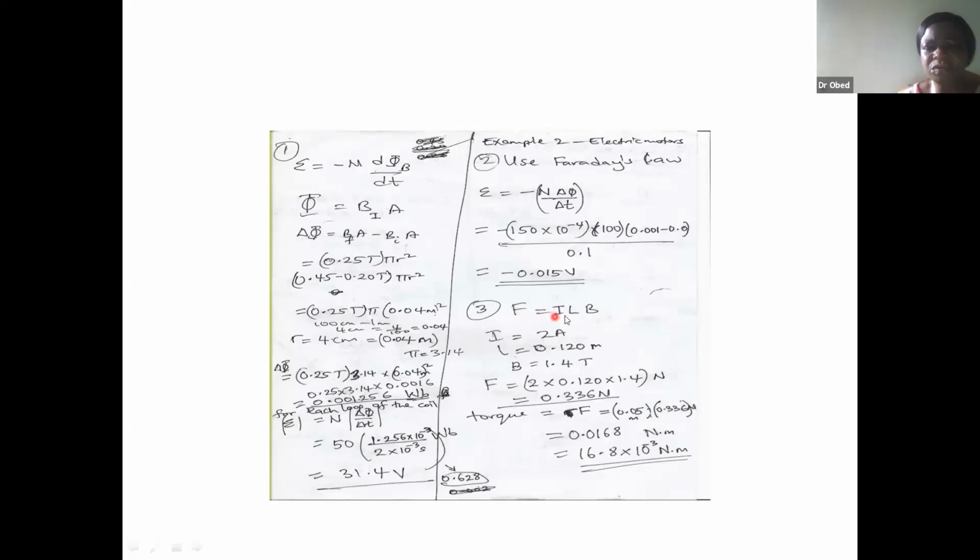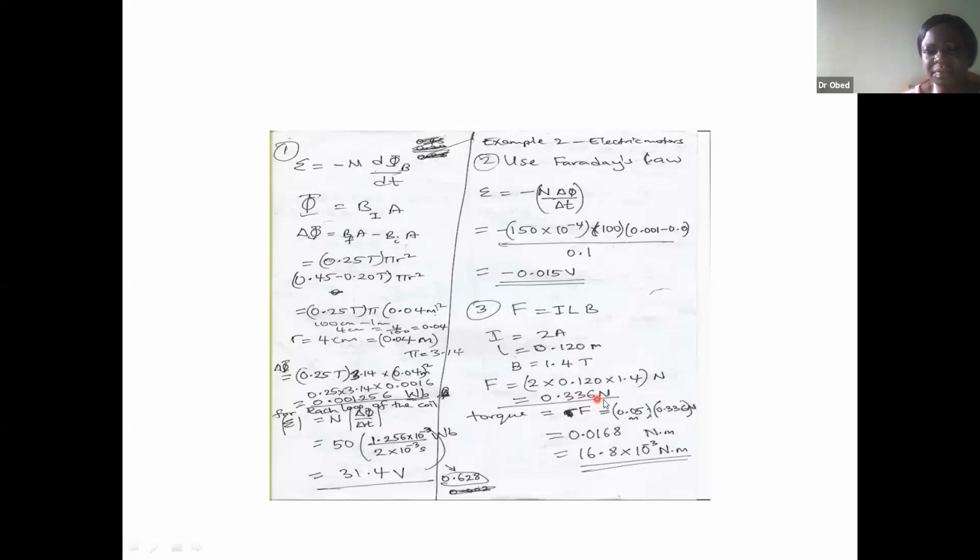So force is equal to current times length times the magnetic field. Sorry, this should be a small letter l, but this L stands for the length. So we are given the current to be 2 amperes, the length 120 millimeters, but you have to convert to meters, and this is the magnetic field in Tesla. So the force is equal to 2 times 0.120 times 1.4. If you evaluate this correctly, you should be able to get an answer equal to 0.336 newtons.